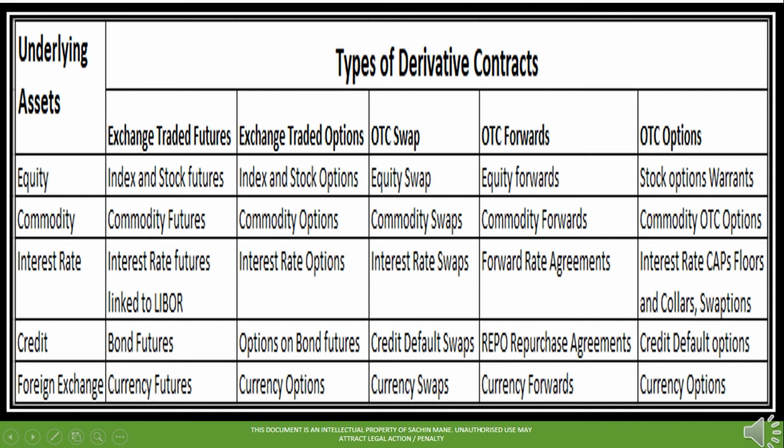OTC swaps like equity swaps, commodity swaps, interest rate swaps, IRS, credit default swaps, CDS, and currency swaps. OTC forwards like equity forwards, commodity forwards, forward rate agreements, FRAs, and currency forwards. OTC options like long-term stock options or warrants, commodity OTC options, interest rate caps and floors, collars, swaptions, options on credit default swaps, and currency options.